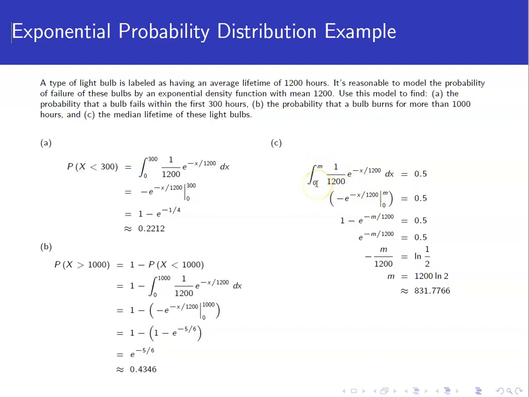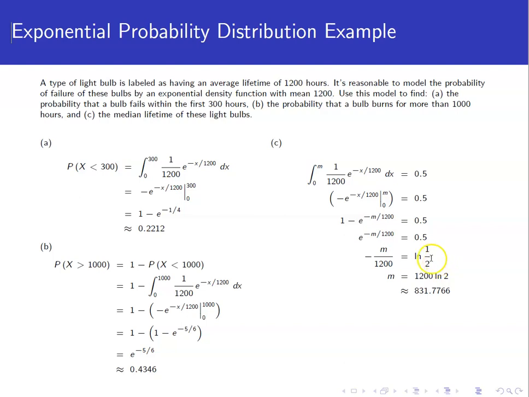So we'll set the integral from 0 to m of our PDF equal to 0.5. We've already integrated that thing twice now, so we should recognize what the antiderivative is. Plug in our endpoints, we should get 1 minus e to the negative m over 1,200. That needs to equal 0.5. Rearrange to get e to the minus m over 1,200 equals 0.5.